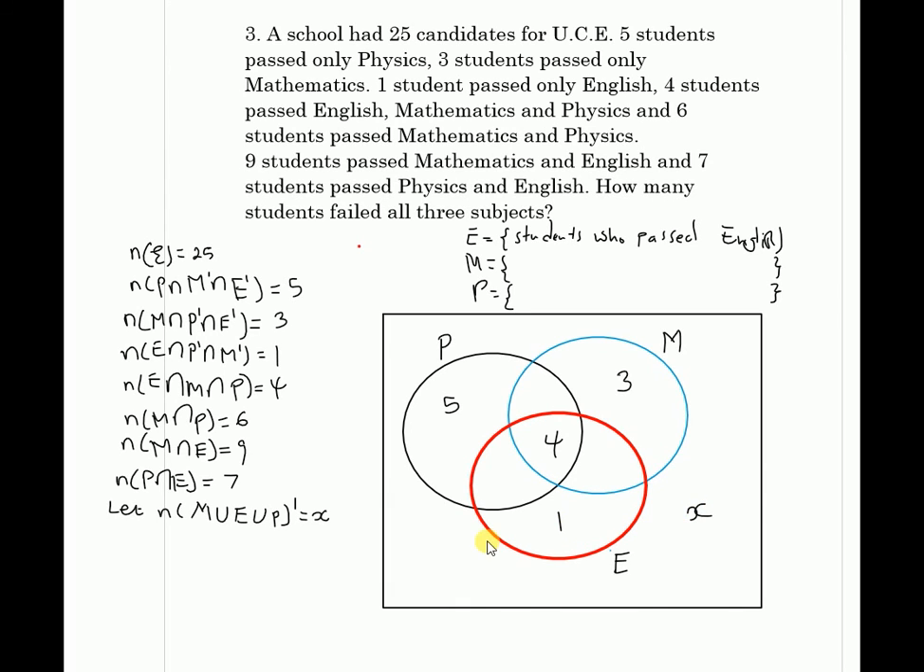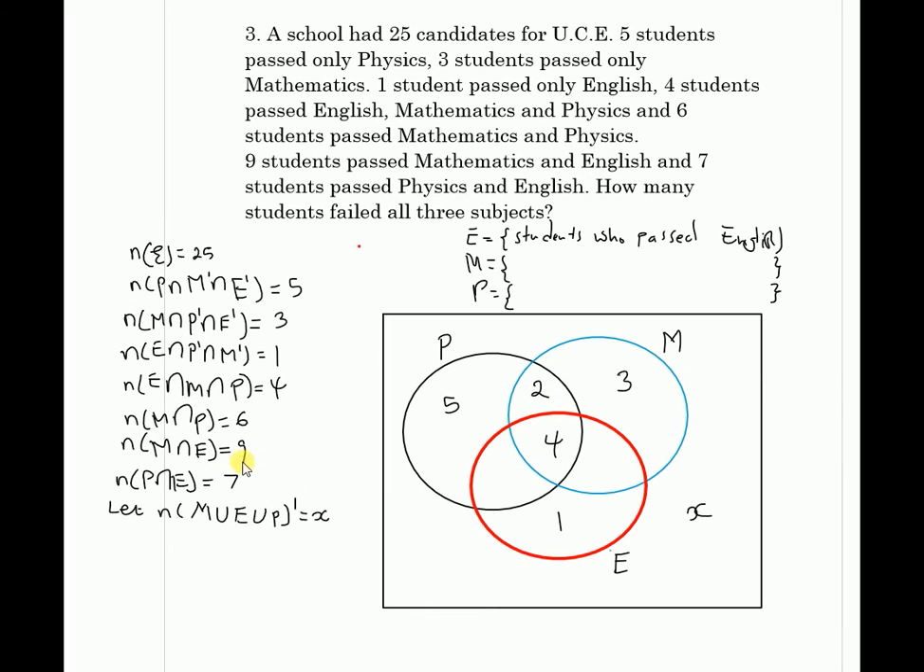However, when it comes to this 6, 6 is the value which is supposed to be here, M intersection P. 6 is the value which is filling this space. This is the intersection of mathematics and physics. It's supposed to be 6. Now that part of it is 4, because M intersection P has 2 parts. So since this one is 4, this one should be 6 minus 4, which is 2.